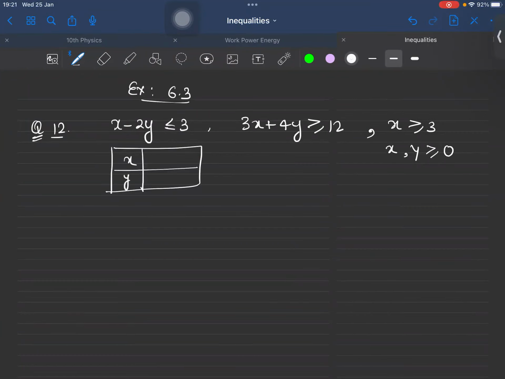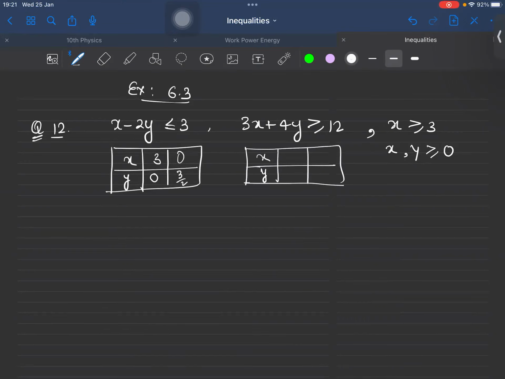If x is equal to 0, what is going to be y? And if y is equal to 0, x is equal to what? So if y is equal to 0, x will be 3. And if x is equal to 0, what is the value of y? If x is equal to 0, the value of y is 3 by 2, right? Yes, 3 by 2 it is. That means 1.5.